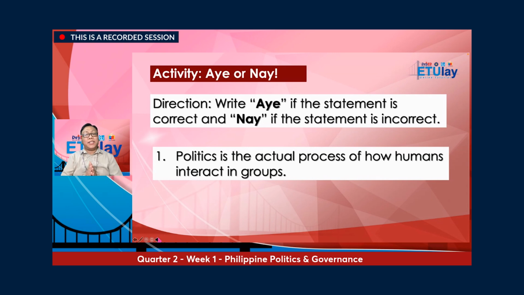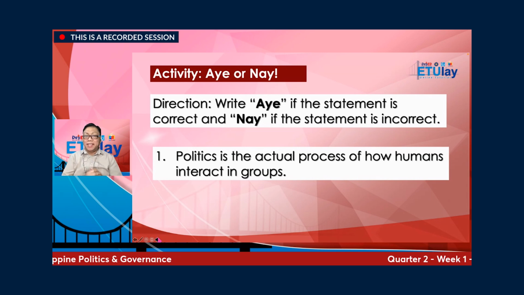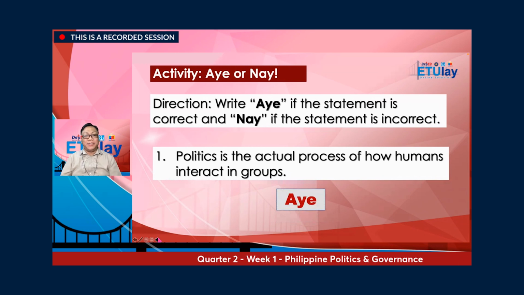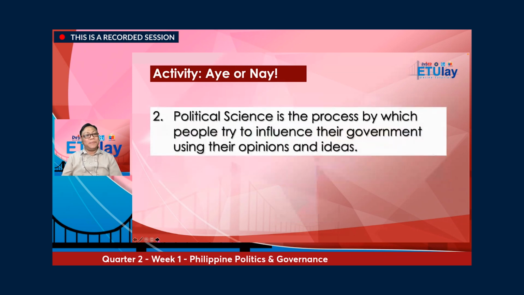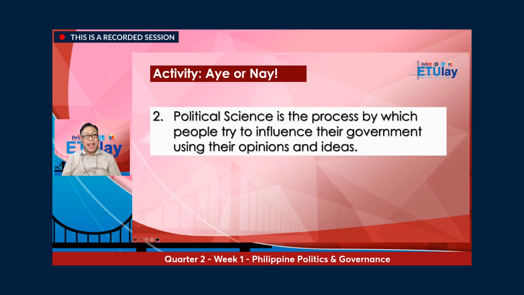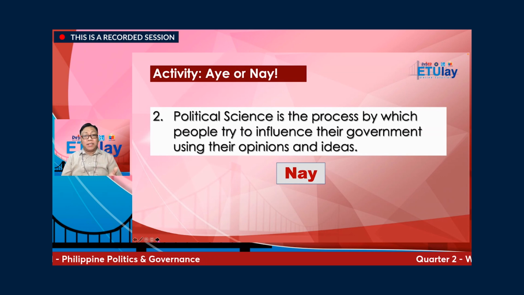Politics is the actual process of how humans interact in groups. Is it an aye or nay? The answer is aye. This is true. Okay, next. Political science is the process by which people try to influence their government using their opinions and ideas. Is it an aye or nay? It's nay. It's false. Political science is not being influenced by the government, but it is the government who influences the people, not the other way around. Okay?